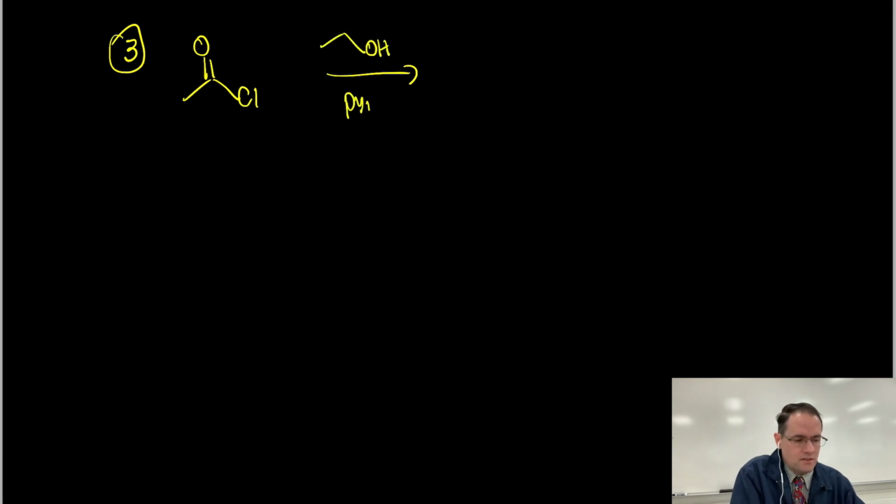Now, the third way to form an ester is with the use of acid chlorides. So if we have an acid chloride, we could treat this with ethanol in pyridine to give us ethyl acetate. I'm not going to go through the curved arrow reaction mechanism here because it's in the other video where I talked about reactions of acid chlorides.